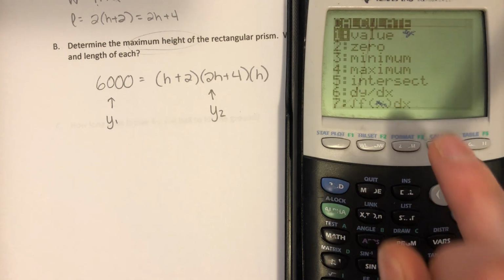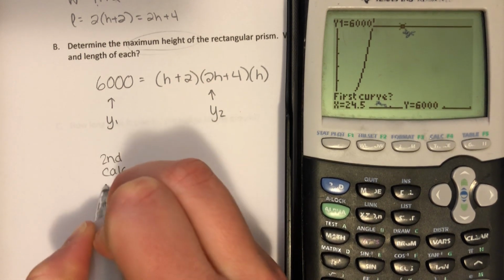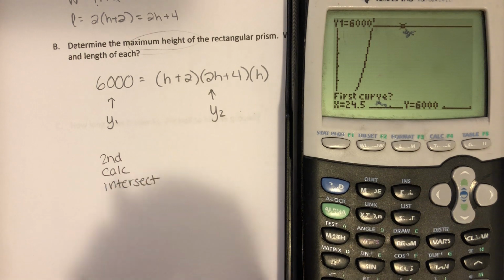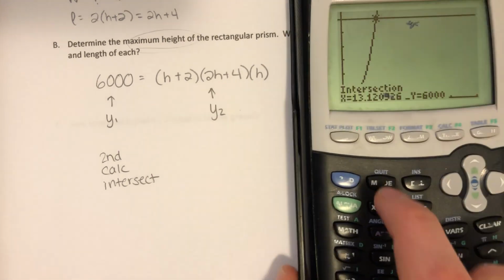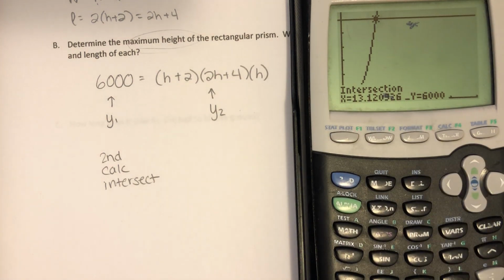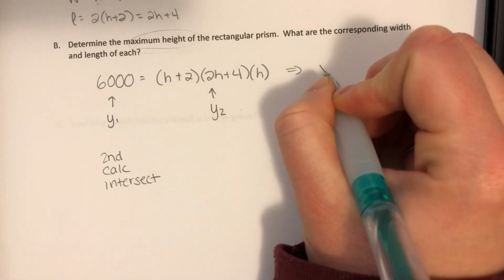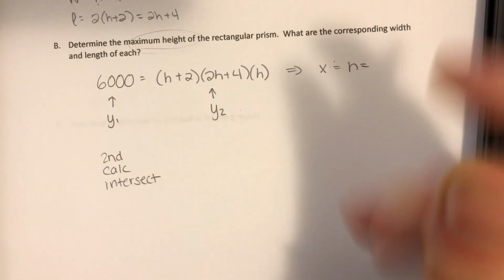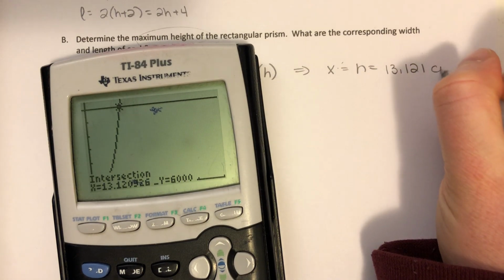So we go second, calc, intersect. So second, calc, intersect, and we get first curve, second curve, guess, perfect. Intersection, x is equal to 13.121. I'm going to keep 3 decimal places just to show you guys something at the end. Hopefully it'll be a little bit more accurate than when I did it with 2. So what this tells me is that x, which is equal to height in our world, is equal to 13.121. That would be centimeters.